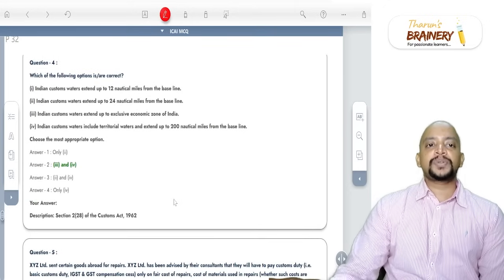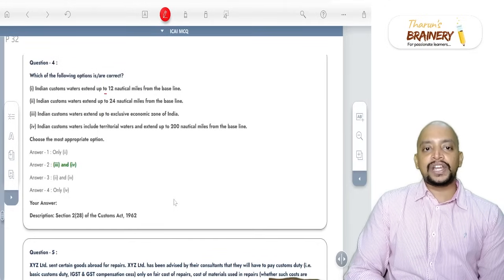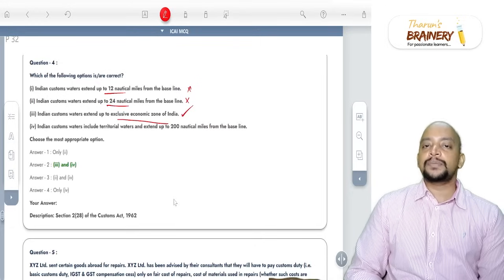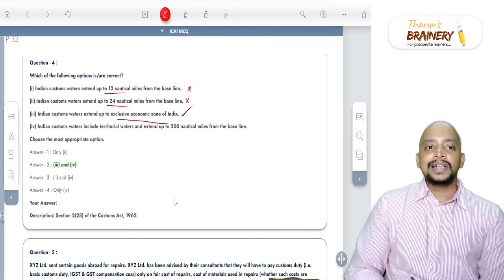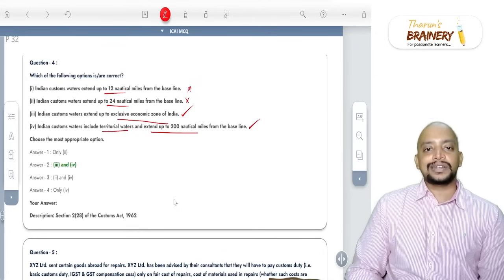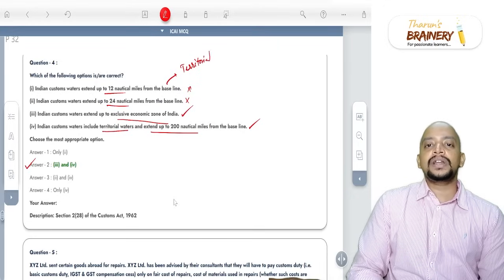Then which of the following options is or are correct? Indian customs waters extend up to 12 nautical miles. No, this is territorial waters. Indian customs waters is up to 24 nautical miles. No, this is also wrong. Indian customs waters extends up to exclusive economic zone. True, 200 nautical miles. Indian customs waters include territorial waters and extend up to 200 nautical miles. Correct. So 3 and 4 are correct. So up to 12 nautical miles is known as territorial waters.